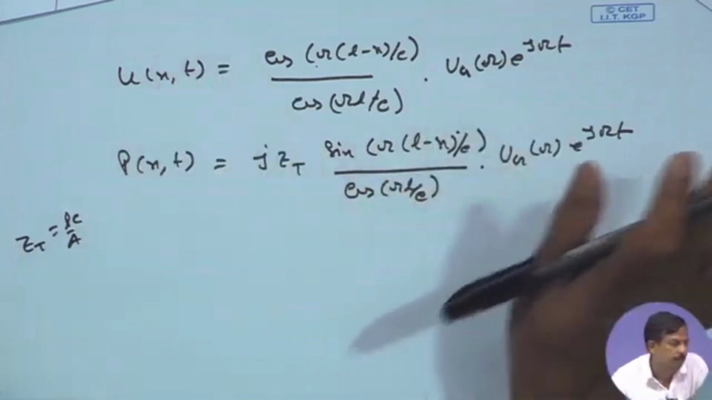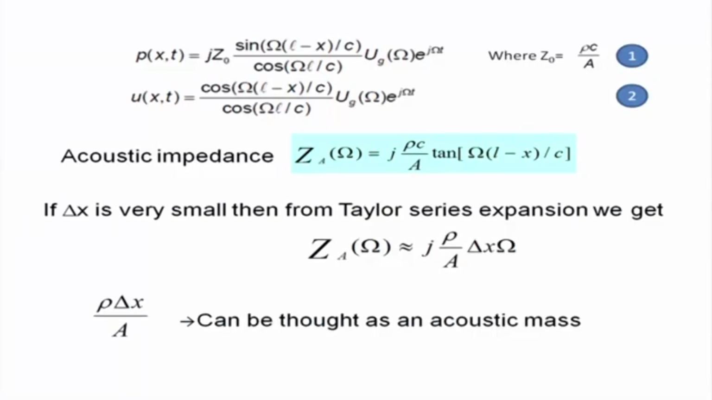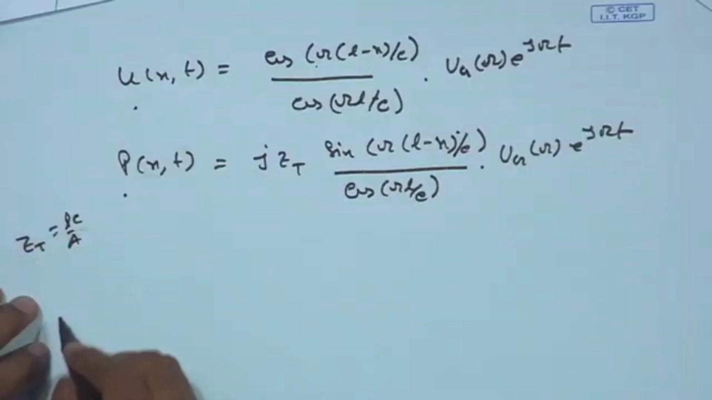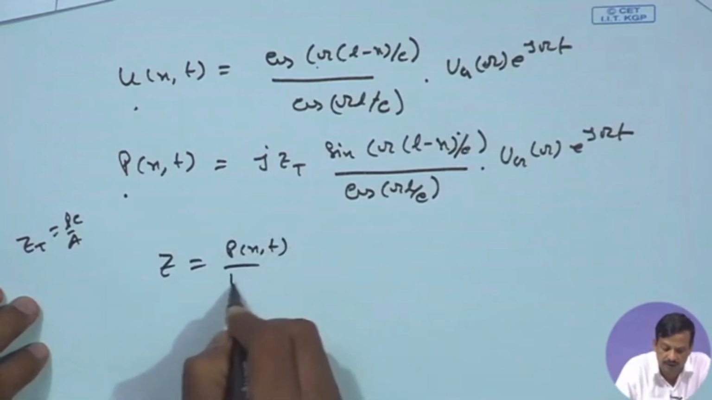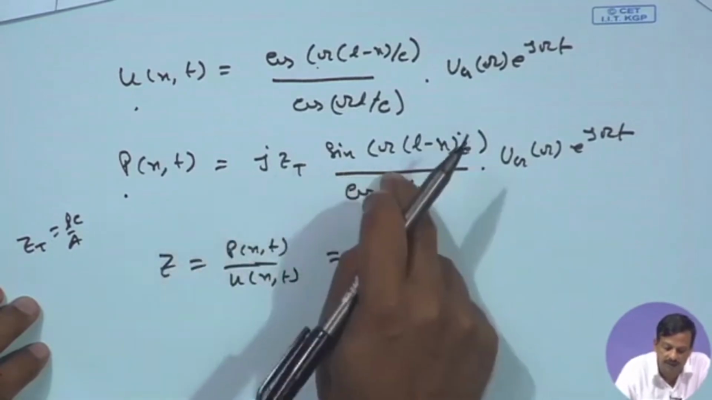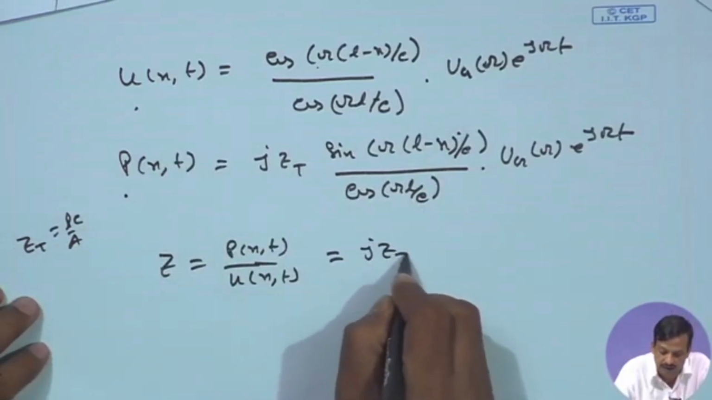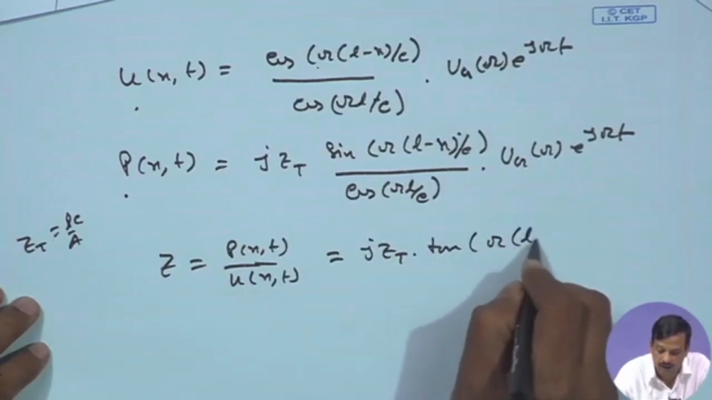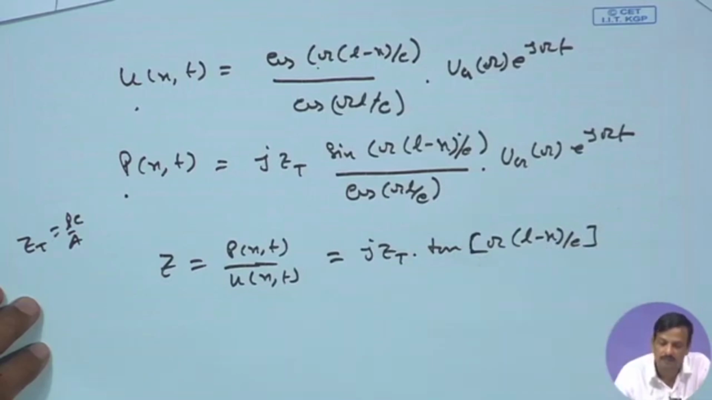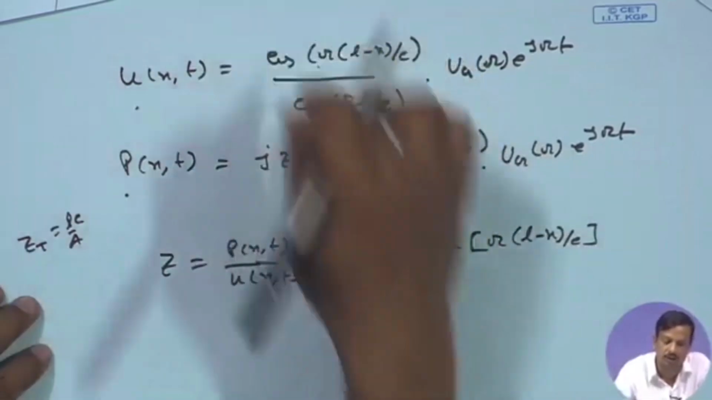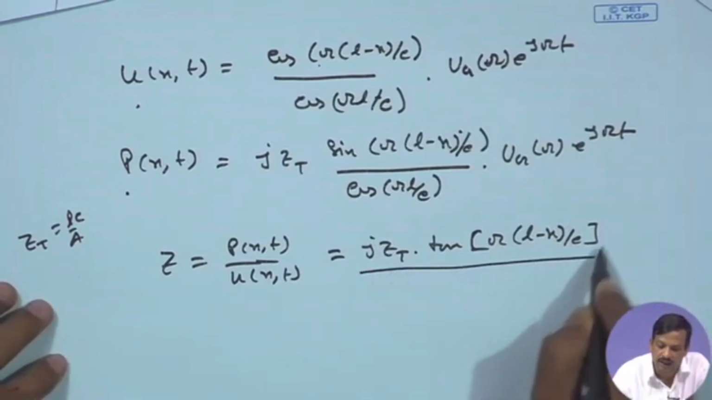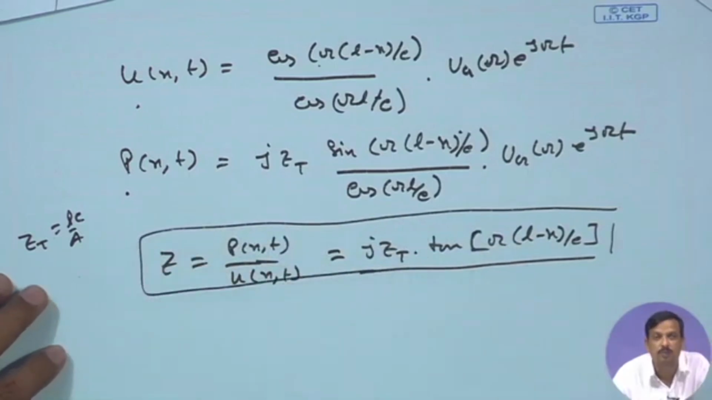Now I get this u and p. If you see, p is analogous to voltage, u is analogous to current. Now, the impedance Z is nothing but p(x,t) divided by u(x,t). If I do that, it will come j Z0 into tan omega (L minus x) by c. So cos by sin by cos, tan will come. This is nothing but the acoustic impedance inside the tube at any point x. So if x is equal to something, I can find out the acoustic impedance.